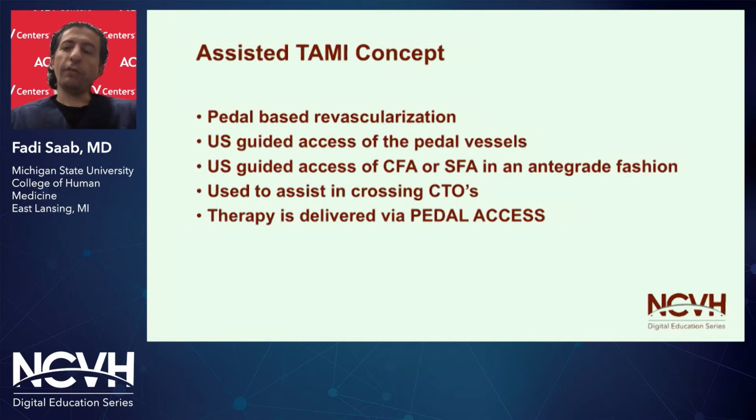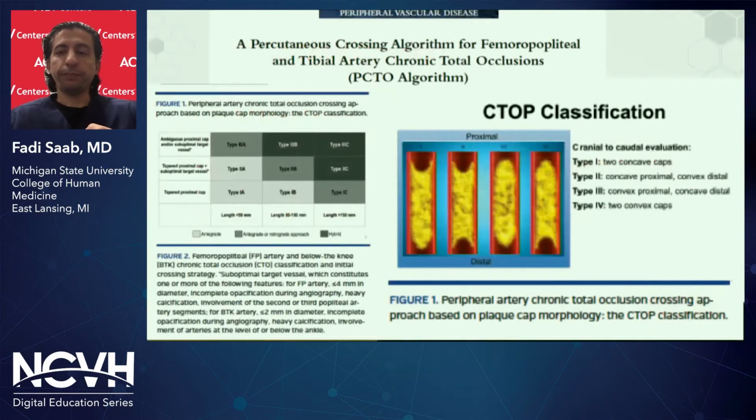Because of the nature of the chronic total occlusion, whether in the SFA, the popliteal, or one of the tibials, it might require dual antegrade and retrograde access. But placing a larger sheath to deliver therapy, 4 French, 5 French, 6 French or 7 French, might be challenging and increase the risk of complications. So the physician might still choose to deliver therapy via pedal approach and via the TAMI technique.